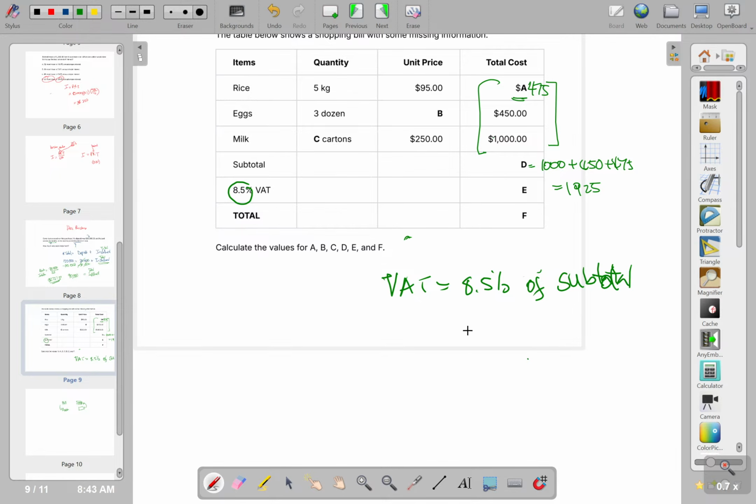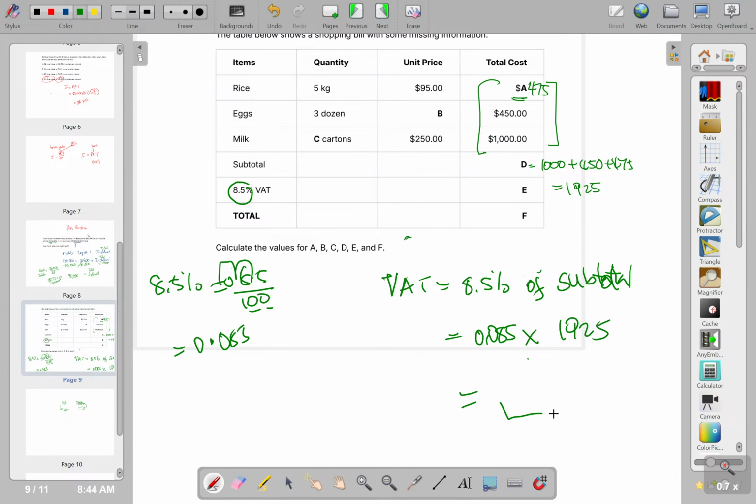You guys have to learn how to convert these things quickly. So if I wanted to do this, I'm going to put 8.5 over 100. I'm dividing by 2 zeros, so I'm going to move my decimal place 2 times. That's going to equal 0.085. Now I'm going to have 0.085 times the subtotal of 1925. That's going to give me how much tax I'm going to add on to my bill.